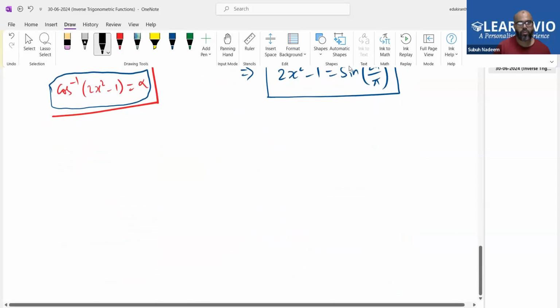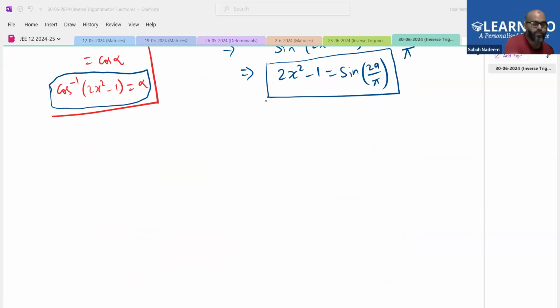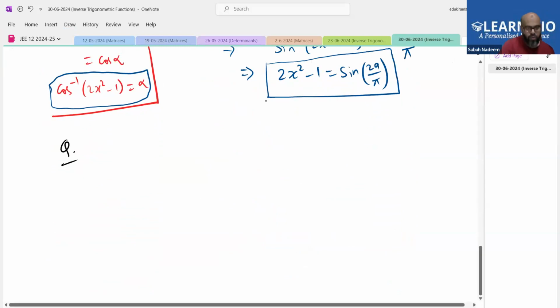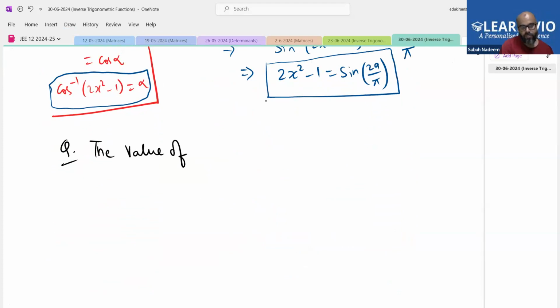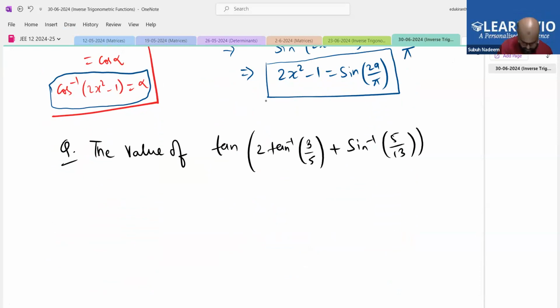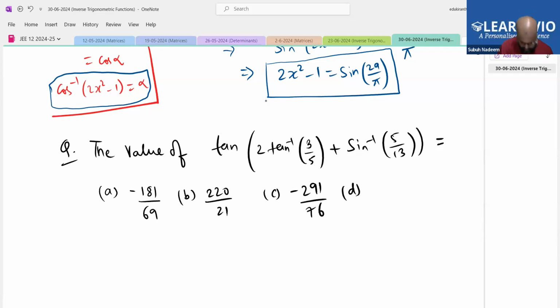So let us come to the next question now. The value of tan of 2 tan inverse 3 by 5 plus sine inverse 5 by 13 is equal to: option A, minus 181 by 69; 220 by 21; minus 291 by 76; 151 by 63.